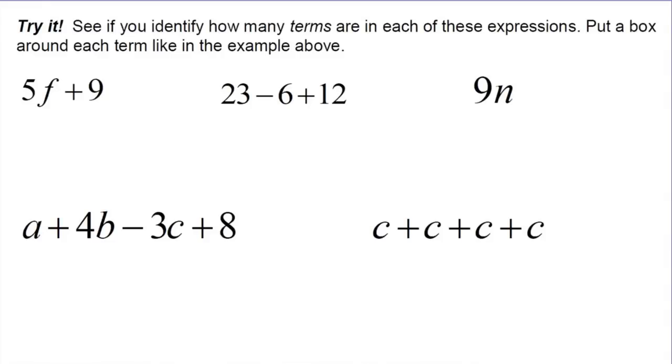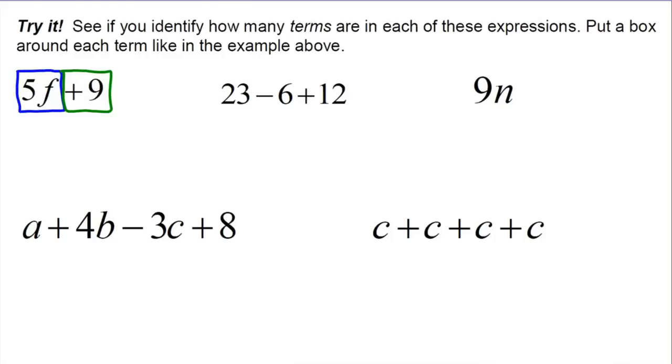So let's try a few examples here. See if you can identify how many terms are in each of these expressions, and we're going to put a box around each term like in the example that we just did on the other screen. So if you could pause the video and just go through these examples to see if you can determine how many terms are in each expression, I'm going to go through them right now. 5f plus 9. There are 2 terms in this expression, and 5f is the first term. Now, this is multiplication. Multiplication does not separate terms, only addition and subtraction. So the 5f, they go together. That's one block, that's one term. And then the plus 9 is another term right there.